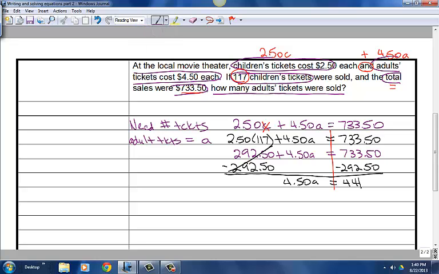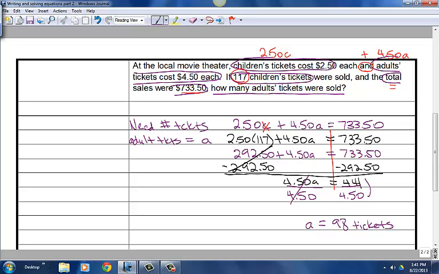The opposite of multiplying by 450 would be dividing by 450. Again, I'm going to do it on both sides to keep it balanced. 450 divided by itself leaves me with A equals 98. The 98 comes from this piece right here. When I do 441 divided by 450, I get 98. 98 tickets.